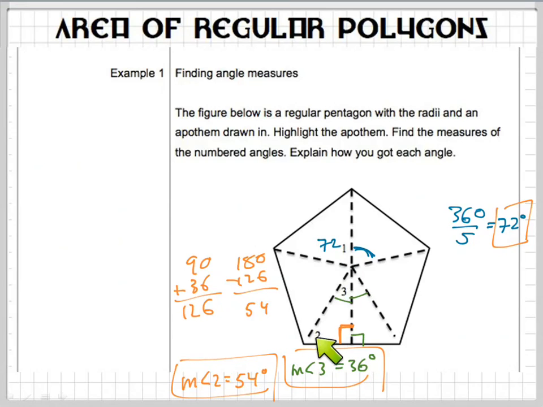And then to find 54, 36 plus 90 plus that number right there should add up to 180. So that's why we did this stuff right here.